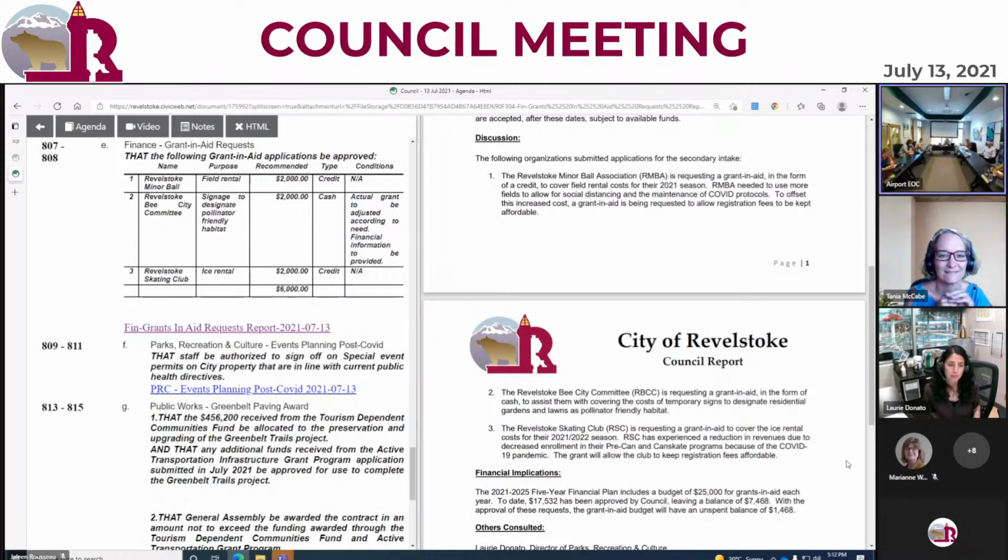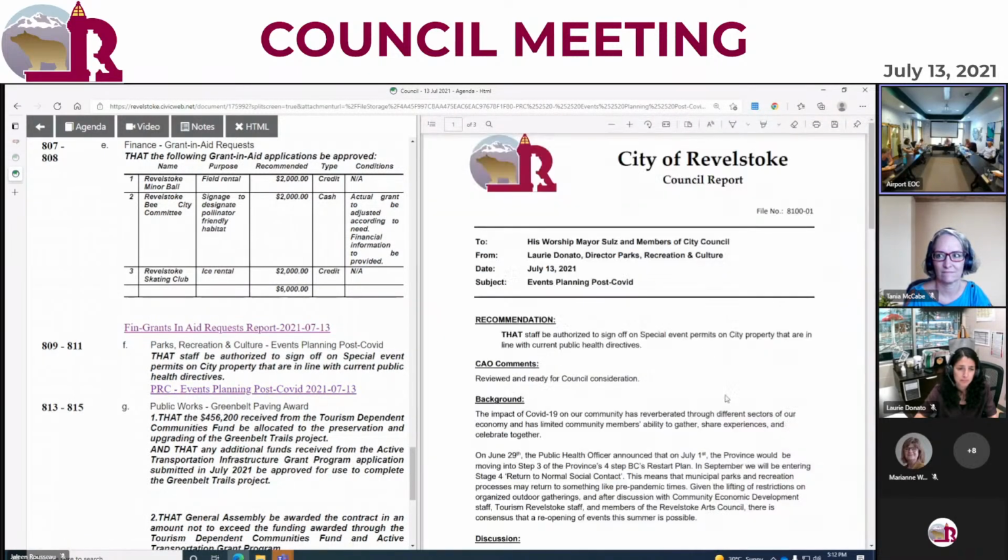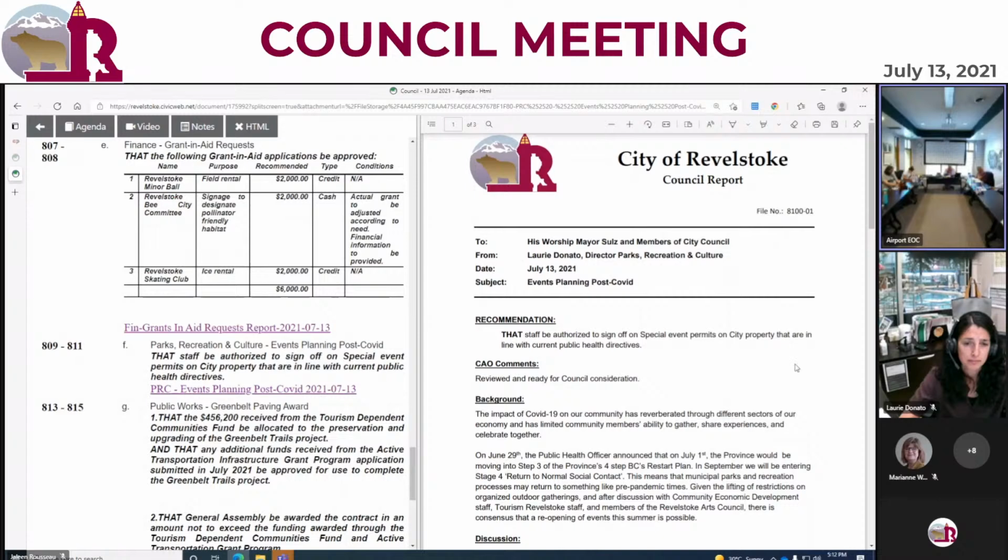Okay. Any further comments on these grant and aid applications? I'm definitely supportive of them. Councillor Ryan and I kind of went through some of the other stuff a while ago. Are you comfortable with this, Council? All right. I'll ask the question. All those in favor? Motion's carried unanimously. Thank you again. We're going to move on to 11F, events planning post-COVID. You want to make any comments, Mr. Donato, before we put the motion on the table?